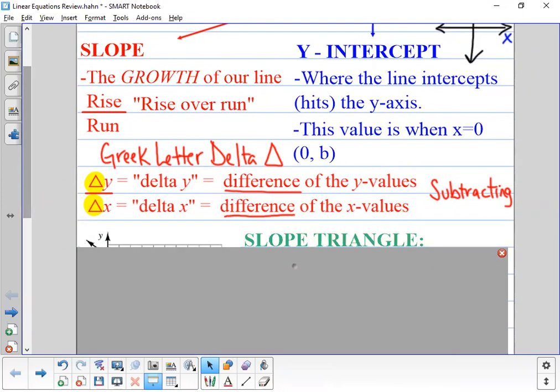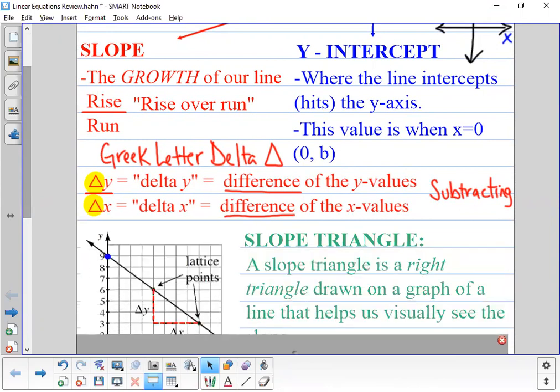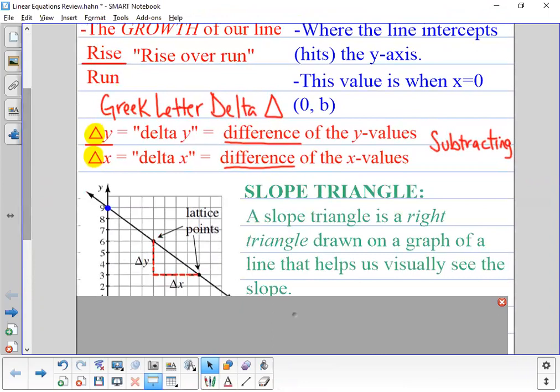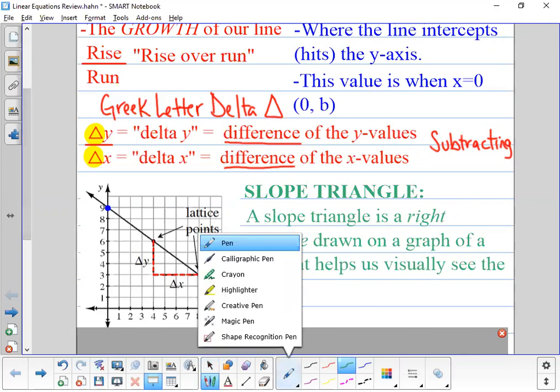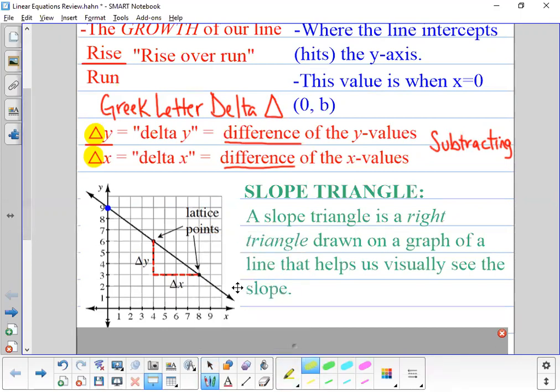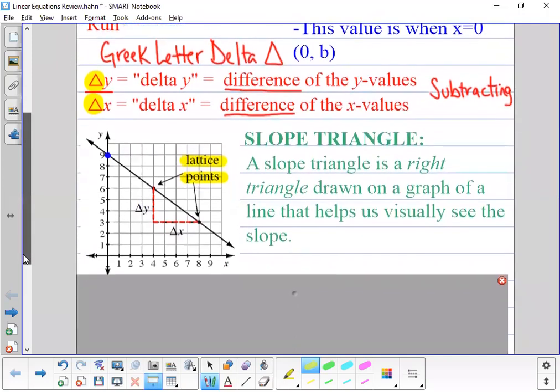So let's take a look at how we can find the slope from a graph. So what we do a lot in my algebra classes and in geometry is we would draw something called a slope triangle. A slope triangle is a right triangle drawn on the graph of a line that helps us visually see the slope. You can draw your slope triangle anywhere along your line. You can make it as big or as small as you want it to be, but the most important thing is that you go from lattice point to lattice point.